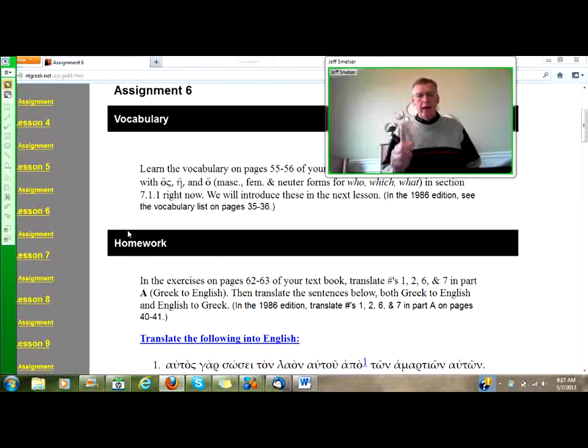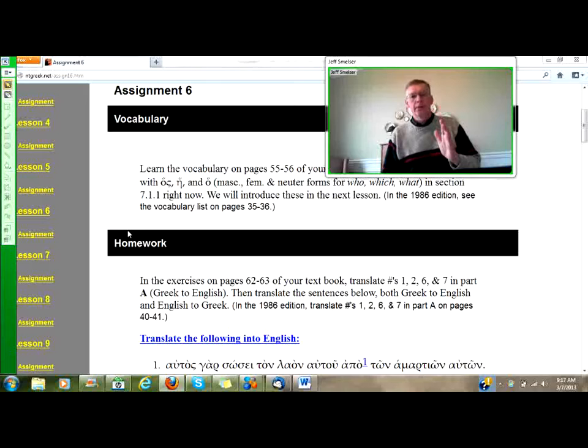Let's take a look at the vocabulary on pages 55 and 56 of your textbook, and let's just walk through the vocabulary quickly. We have the pronoun autos, and of course the feminine and neuter forms, aute and auto. We've talked about the three uses of autos. Remember, basically it's just this.